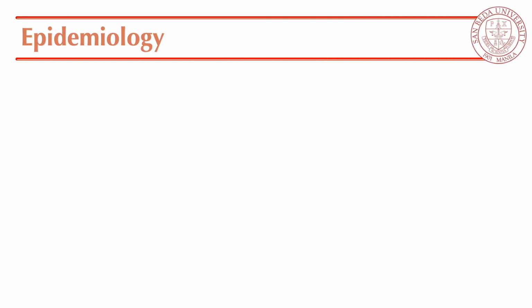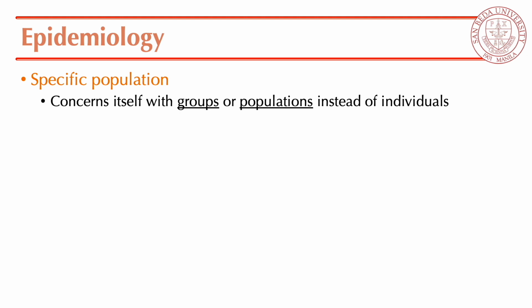Now, let's have a look at the other elements of the definition. Epidemiology deals with health of groups or populations, not individuals. And this is really what public health is all about. Public health refers to the collective actions to improve population health. And such actions include determining the etiologies of disease as well as preventive methods.